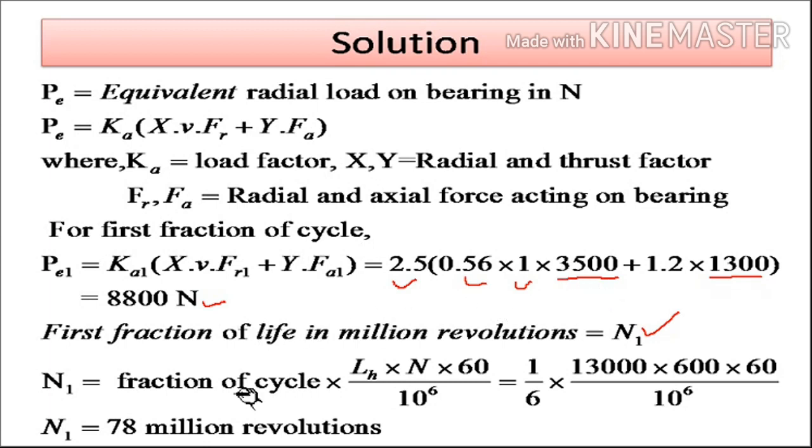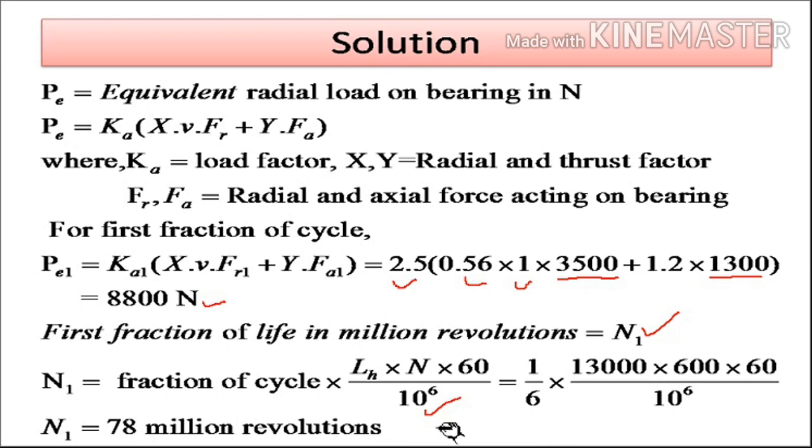This is given by N1 is equal to fraction of cycle multiplied by LH into N into 60. Multiplying this LH by N into 60, I am converting this life in hours into revolutions, and dividing by 10 raised to 6, I am making it in million revolutions. So 1 by 6 of 13,000 multiplied by 600 multiplied by 60 divided by 10 raised to 6. I will get 78 million revolutions here in the first fraction of cycle.